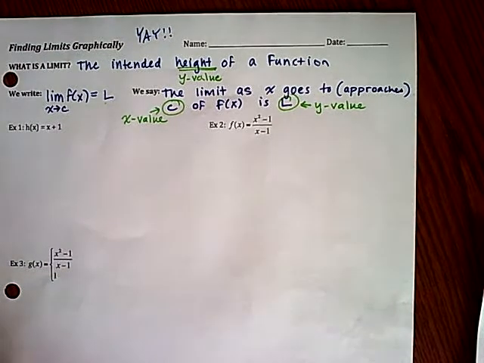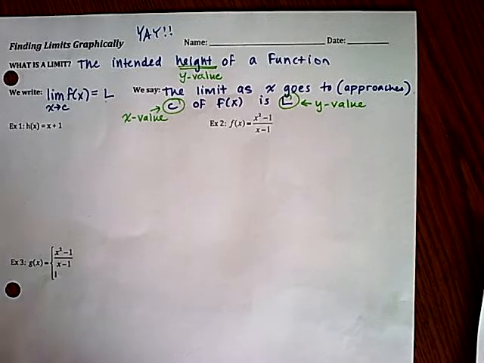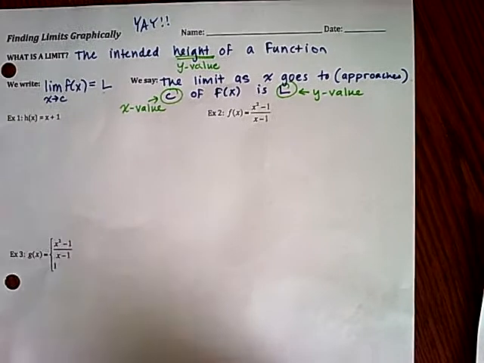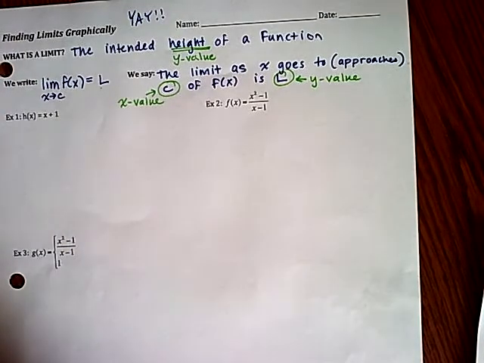Okay, so this might all seem kind of abstract because we're using c and L instead of actual numbers. So we're going to look at some examples which will hopefully make this more clear. And for each of these examples, right now you only see an equation, but we're going to sketch a graph for each. And then we're really thinking about this graphically, visually, as we think about what is the intended height of a function.